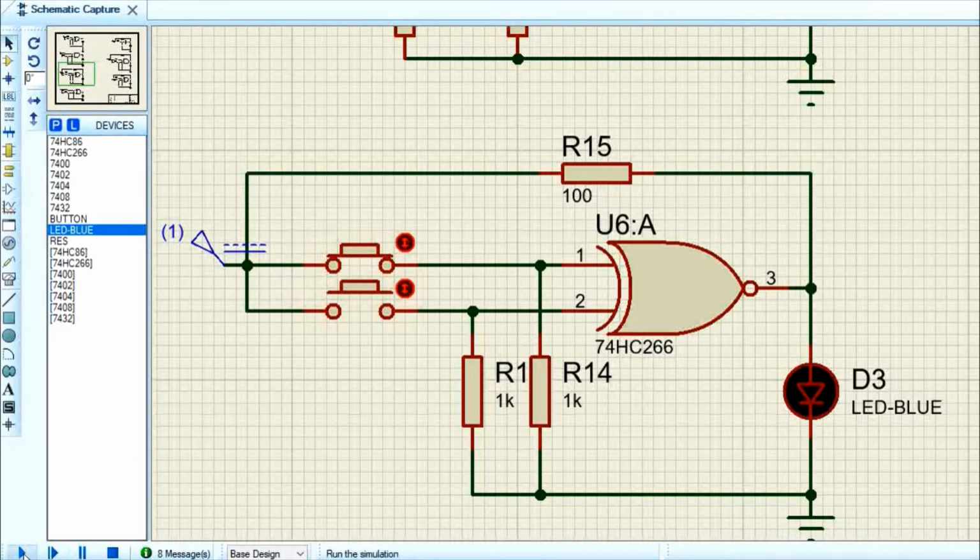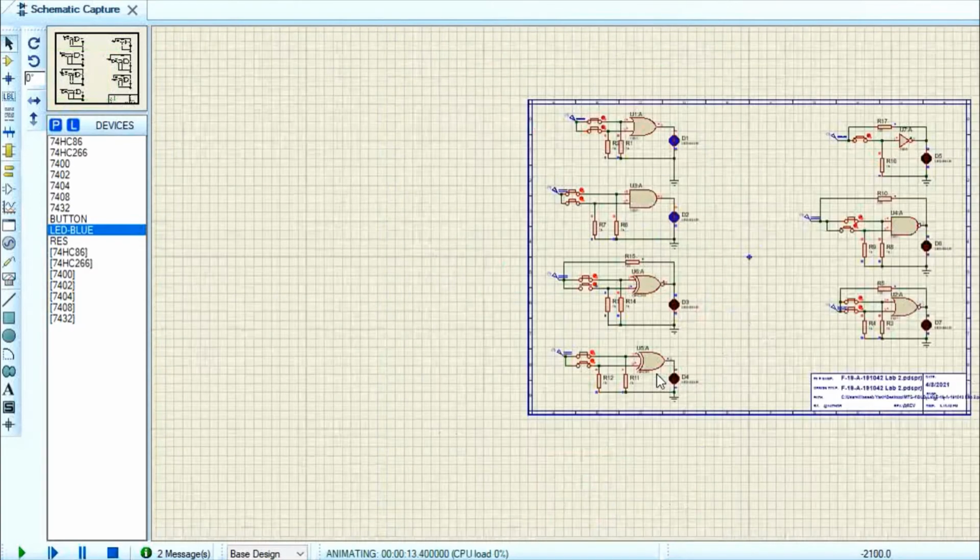Let's start simulation. If we have 0 0 at input, the output LED is on. So it represents state 1. Likewise, if we have 1 1 at input, LED is again on and it shows that it's state 1. But if we have 1 0 at input or 0 1 at input, LED is off. So here is the proof of exclusive NOR gate, that it only works if we have 0 0 or 1 1 at input. Now let's move to our next circuit of exclusive OR gate.